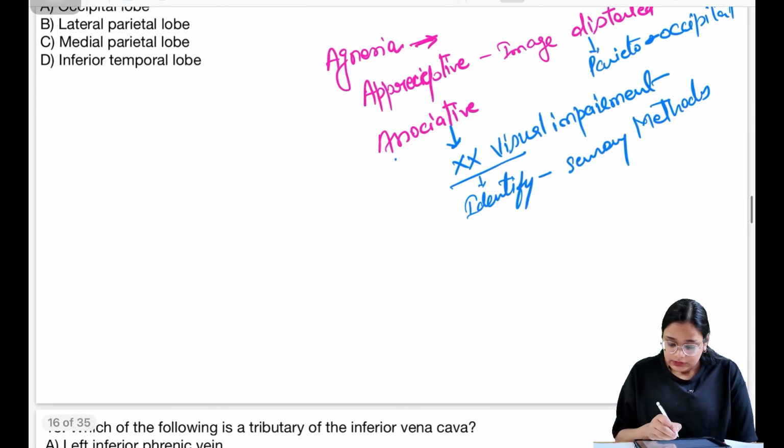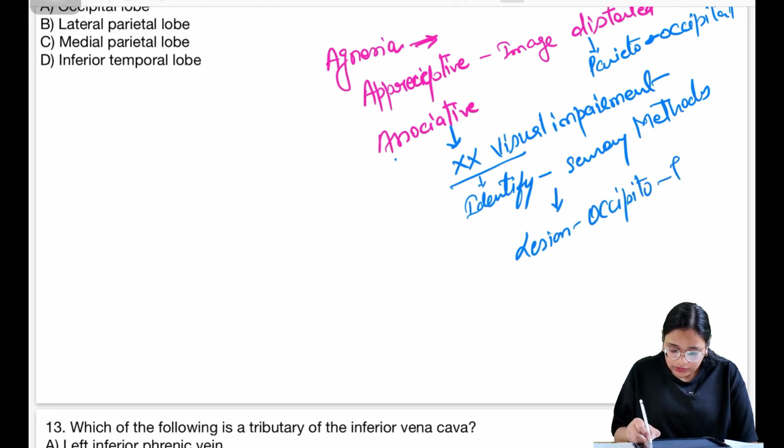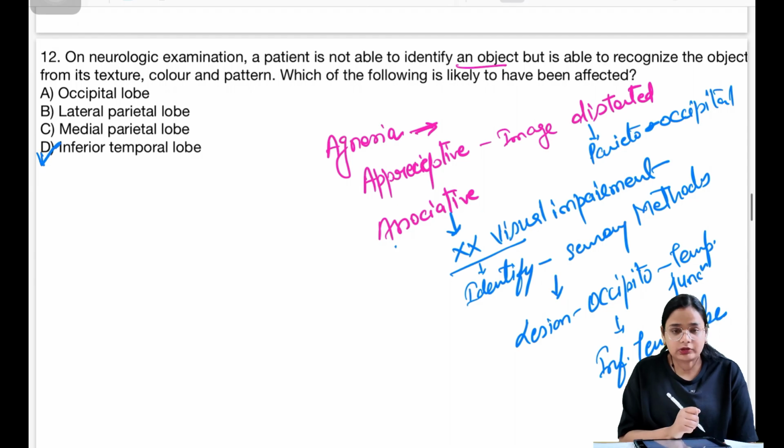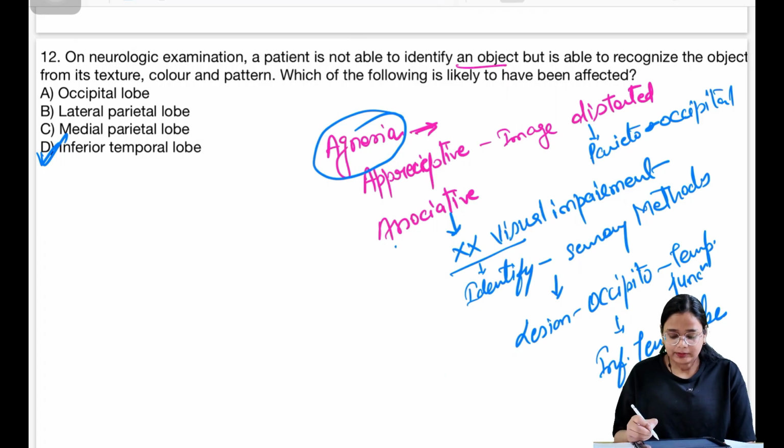This is mainly because of a lesion in the occipito-temporal junction, which is mainly present in the inferior temporal lobe. So here the correct answer will be inferior temporal lobe. Simply, agnosia: if it is apperceptive, then the problem is in the parieto-occipital region. If it is associative, meaning no visual disturbance, still we cannot identify, but we can identify by touch, texture and all those, then the lesion will be in the inferior temporal lobe.